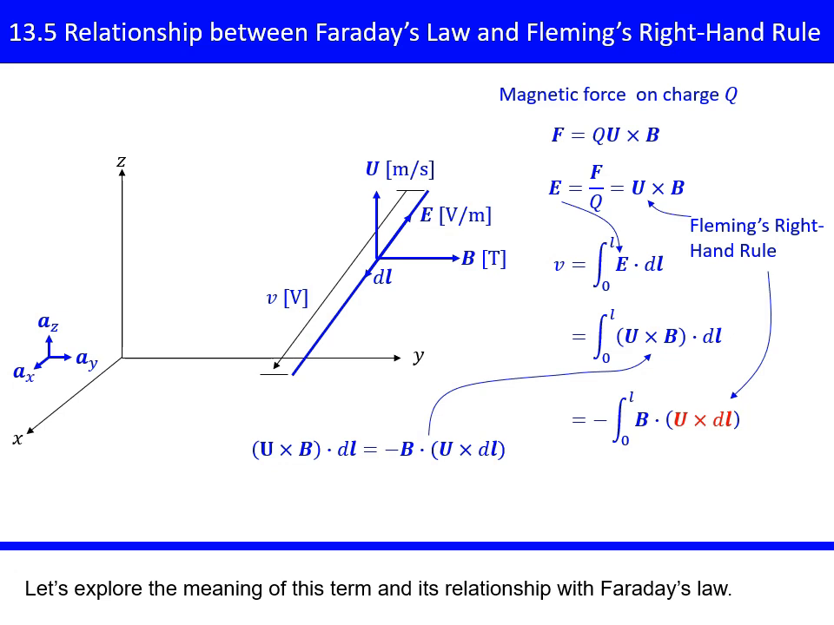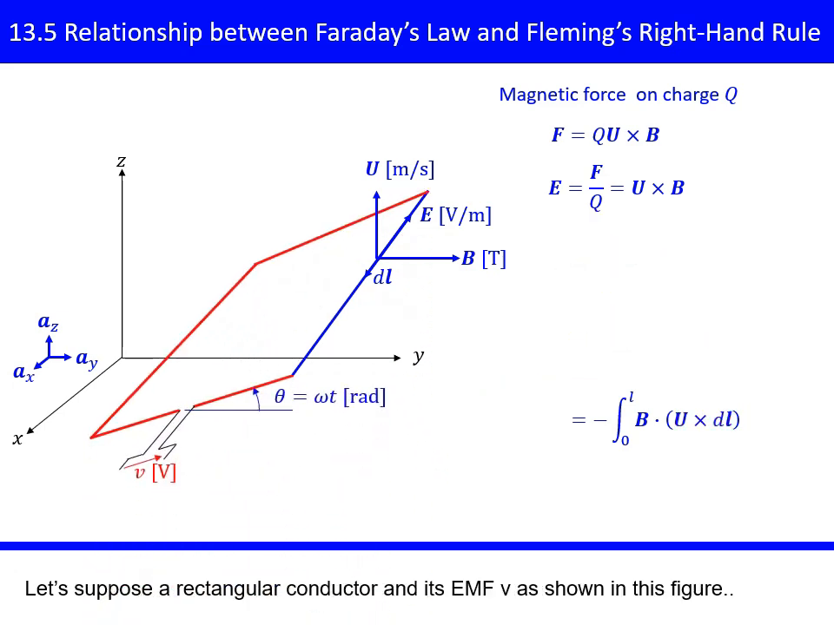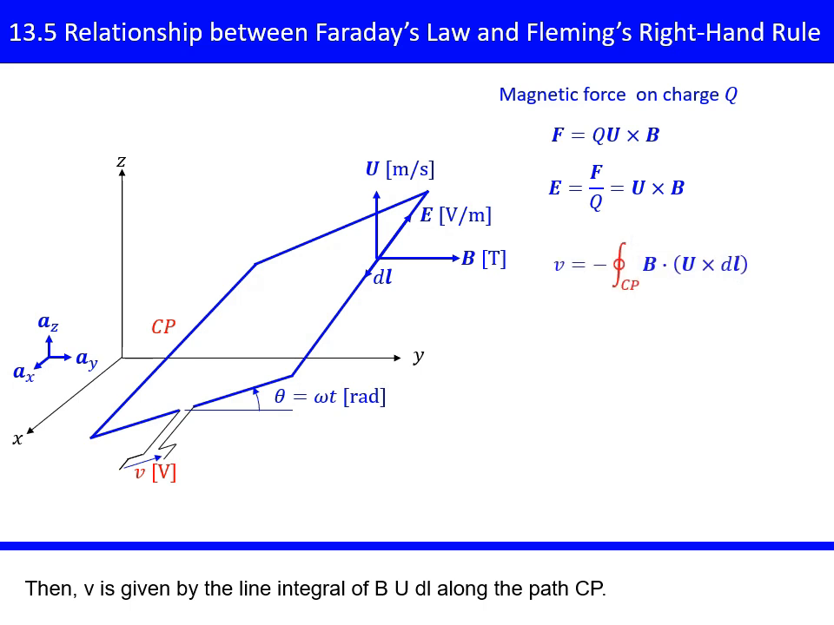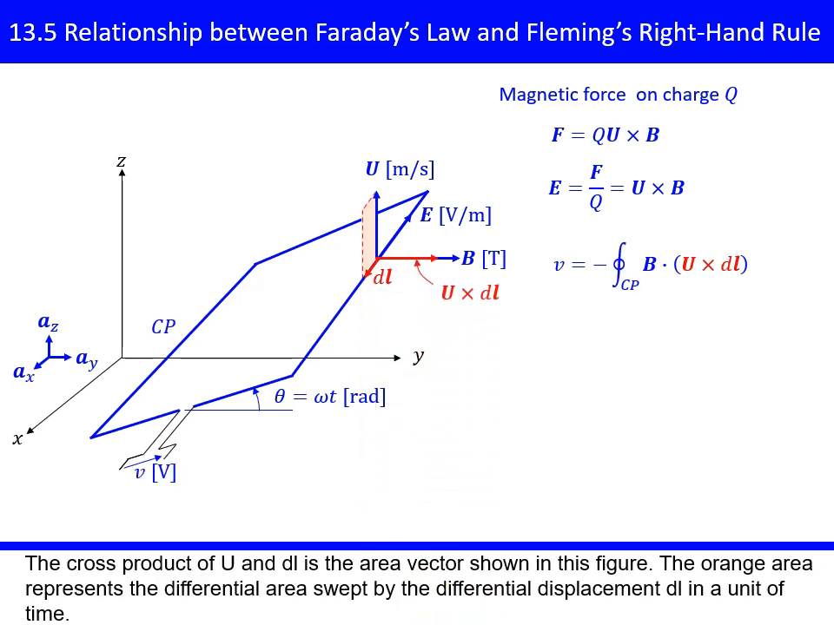Let's explore the meaning of this term and its relationship with Faraday's law. Let's suppose a rectangular conductor and its EMF V as shown in this figure. Cp denotes the closed path of the rectangular conductor. Then, V is given by the line integral of (u × B)·dl along the path Cp. The cross product of u and dl is the area vector shown in this figure. The orange area represents the differential area swept by the differential displacement dl in a unit of time.